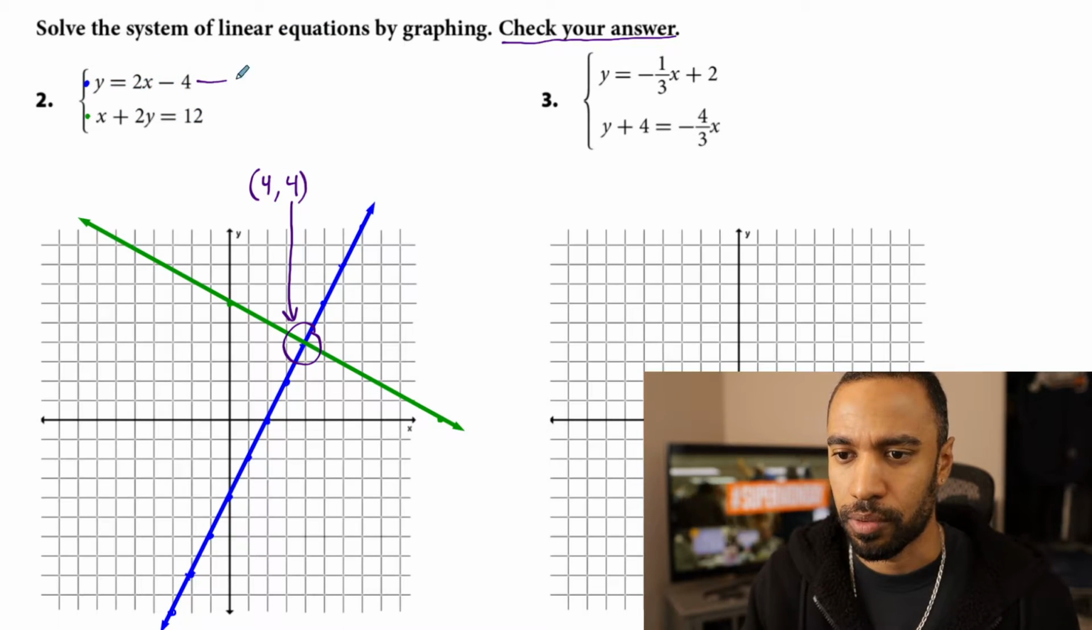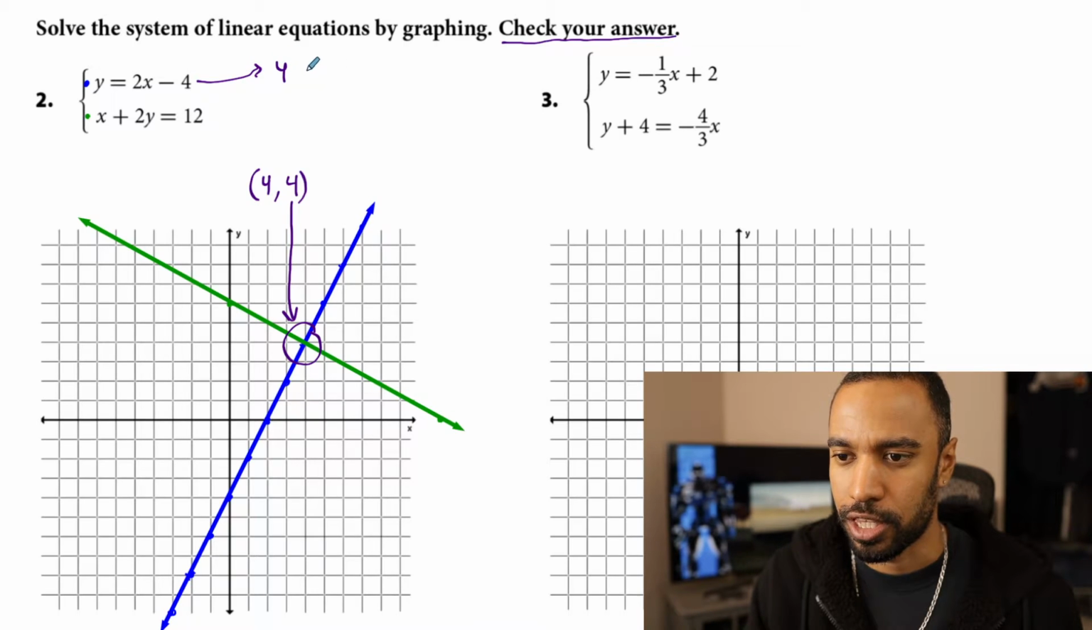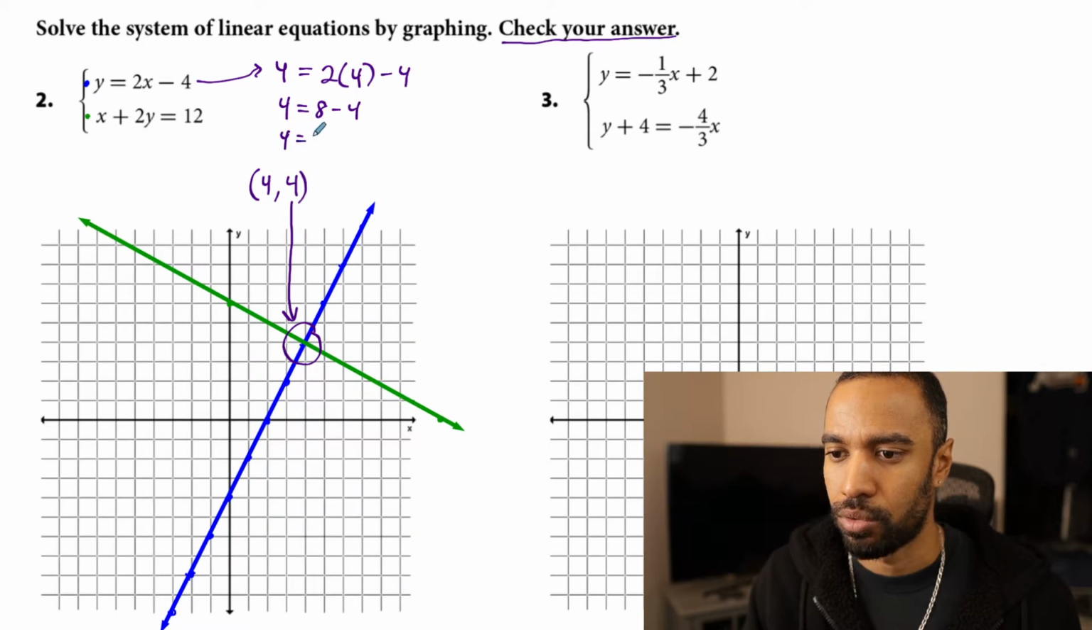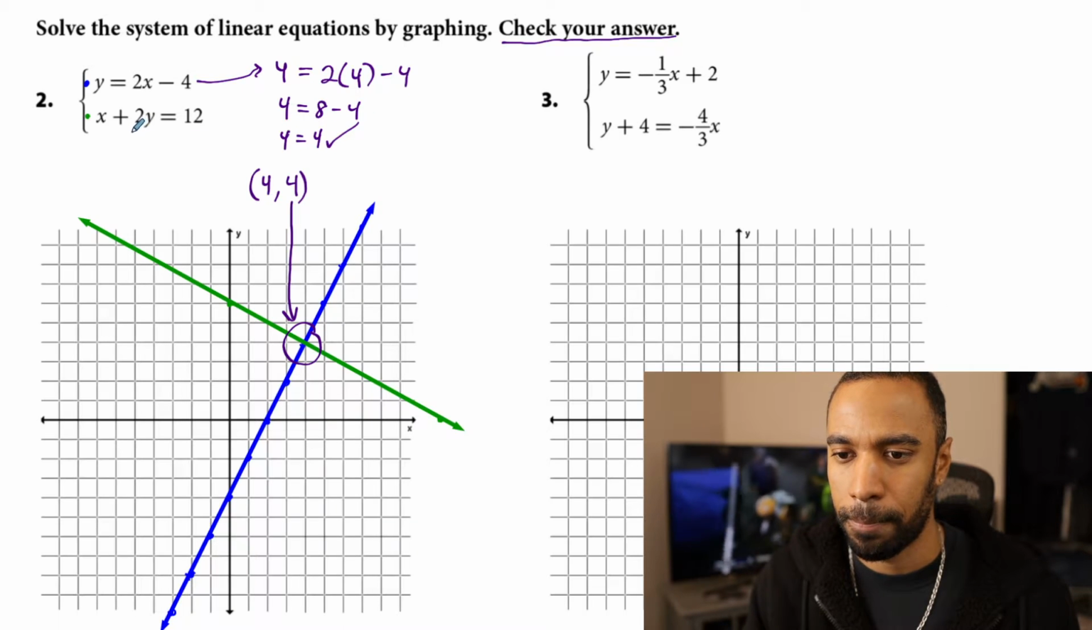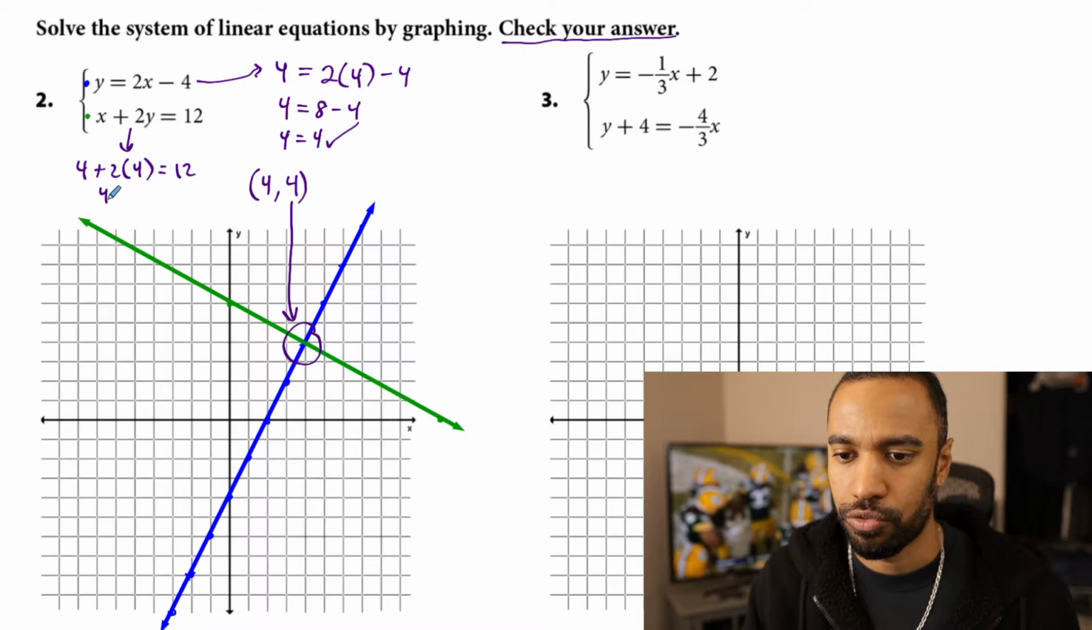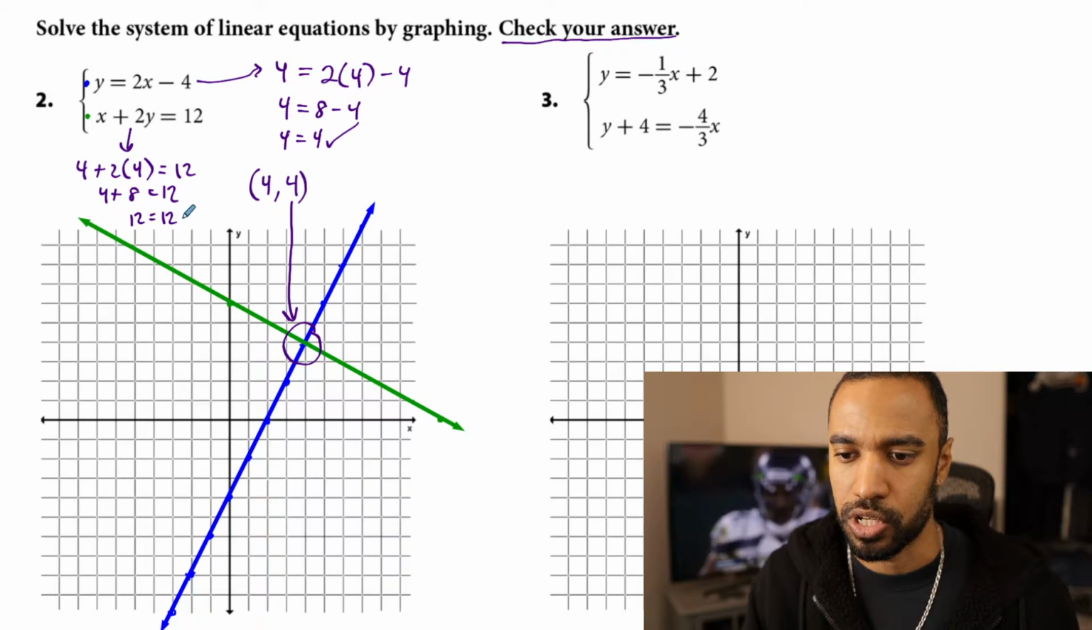All right, let's check it out. Start with this equation here. 4, good thing they're both 4s. 4 equals 2 times 4 minus 4. So I get 4 equals 8 minus 4, or 4 equals 4. So the first one checks out here. The second equation, 4 plus 2 times 4 equals 12, which is 4 plus 8 equals 12, or 12 equals 12. And that seems to check out as well.